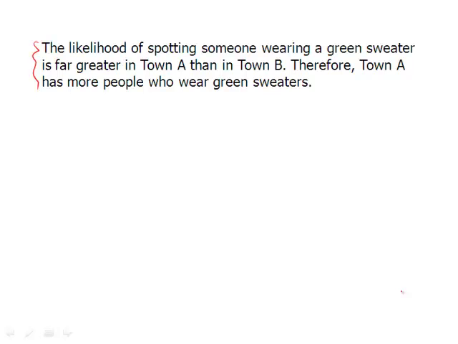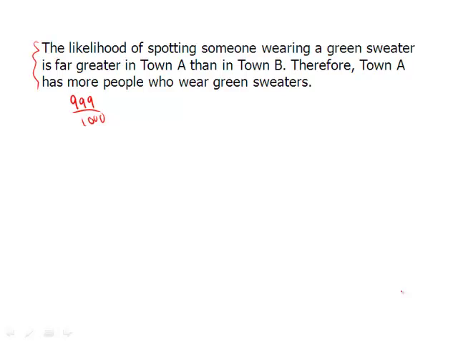So let's read here. It says the likelihood of spotting someone wearing a green sweater is far greater in town A than in town B. Therefore, town A has more people who wear green sweaters. So imagine this. Imagine in town A, there are 1,000 people, and 999 of them have green sweaters. Therefore, town A has more people who wear green sweaters.